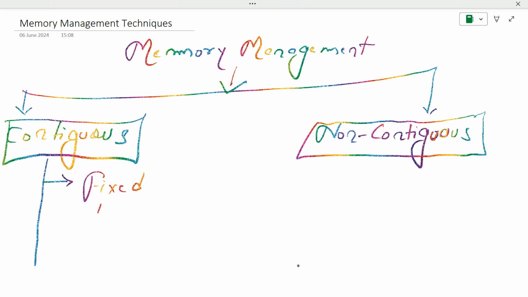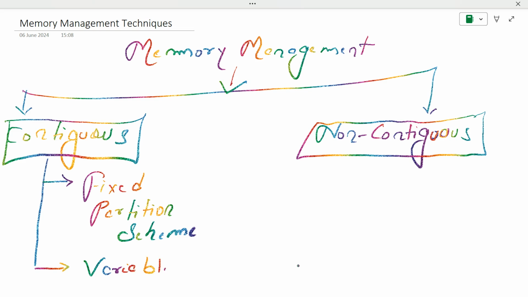First is the fixed partition scheme, and the second one is the variable partition scheme. So this is one way for managing the memory. The other one is non-contiguous memory allocation or management.